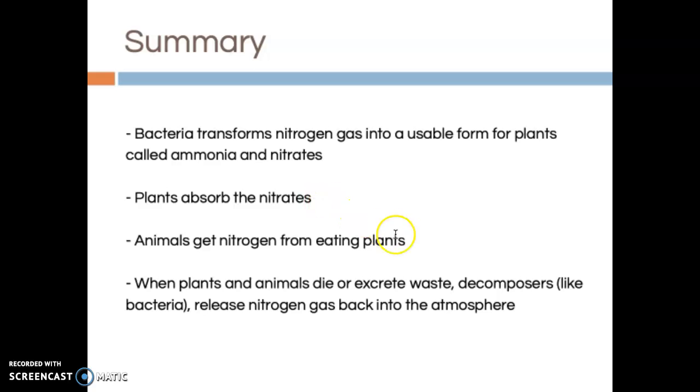And then we as animals and other animals are going to eat the plants to get our nitrogen. The nitrogen is going to continue to cycle. When plants and animals die or excrete waste, the decomposers come along, which is another bacteria, and they release that nitrogen back up to the atmosphere. So it's going to continue to cycle around.